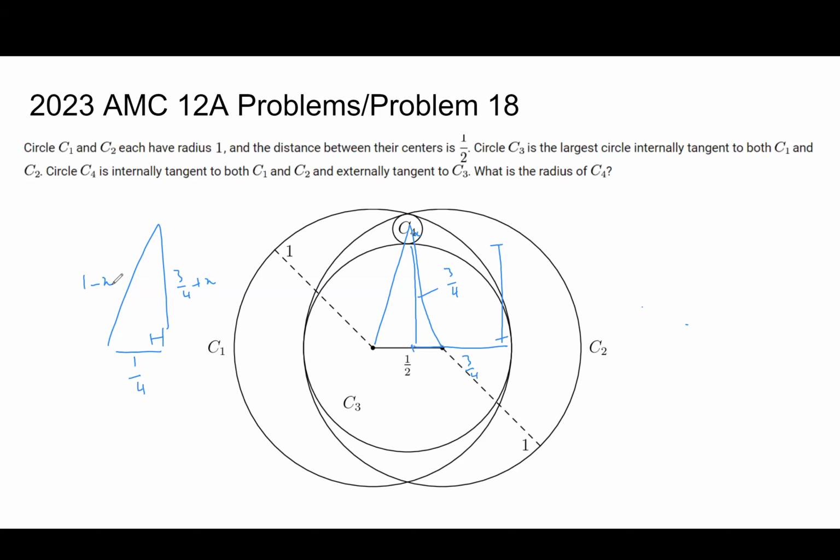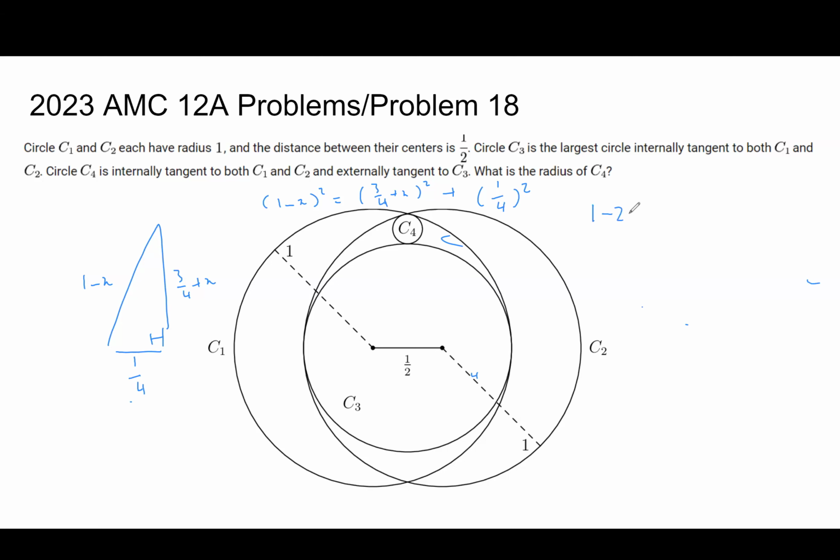So does anyone have any questions so far? All right, no questions. So moving on from this, we can basically just use Pythagoras to form an equation. So it would be 1 minus x squared equals 1/4 plus x squared plus 1/4 squared. Correct? Because that's just Pythagoras, right? And we can just solve this equation.